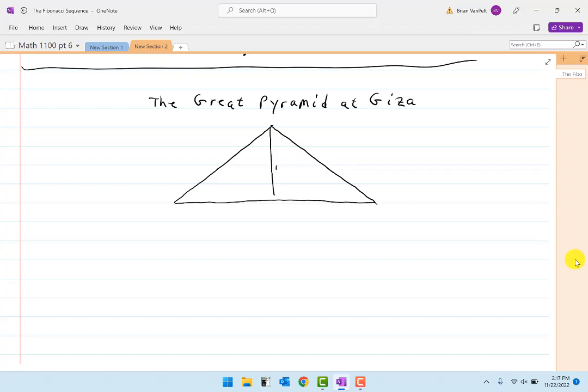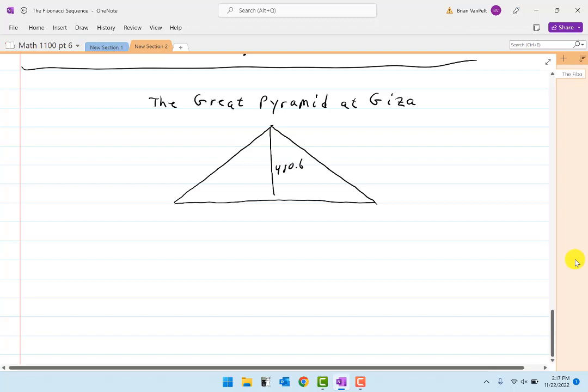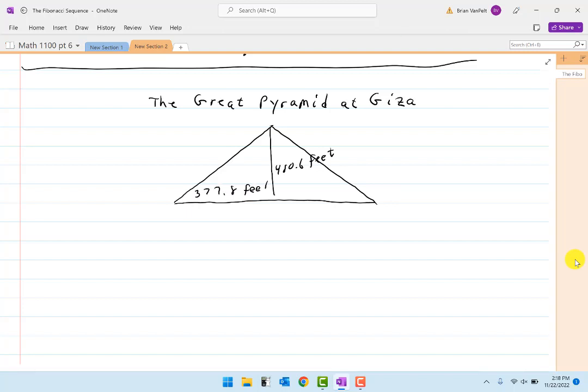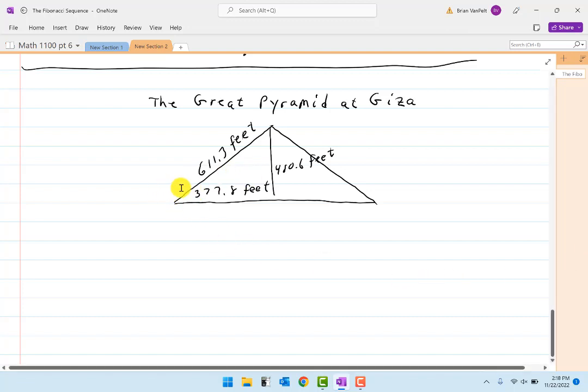The height of this thing is 480.6 feet. Half of the base down here is 377.8 feet. This so-called slant height here is 611.3 feet. So what we're looking at is the width is 377, if you will. The width to the middle is 377, and then this slant height, if you will, is this.